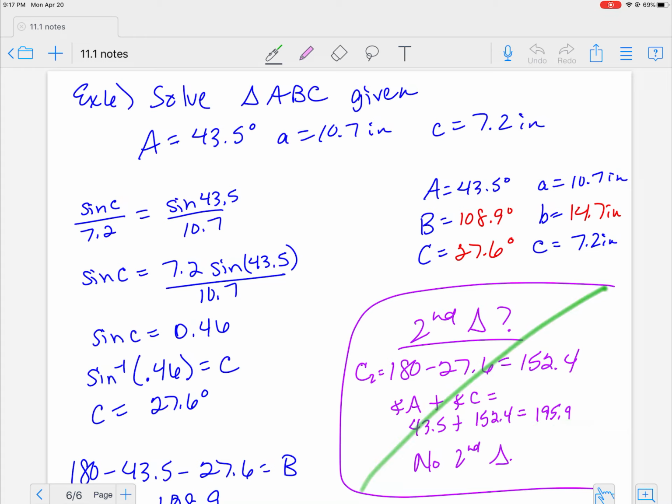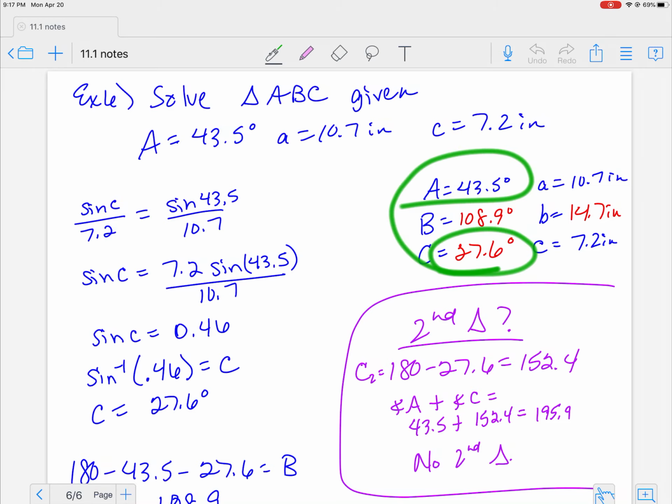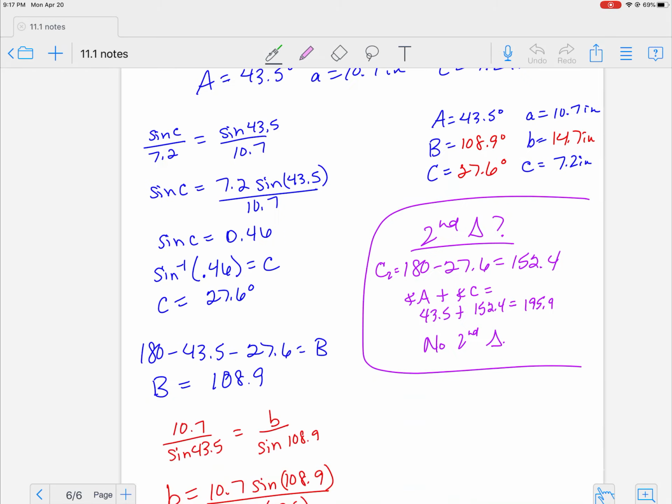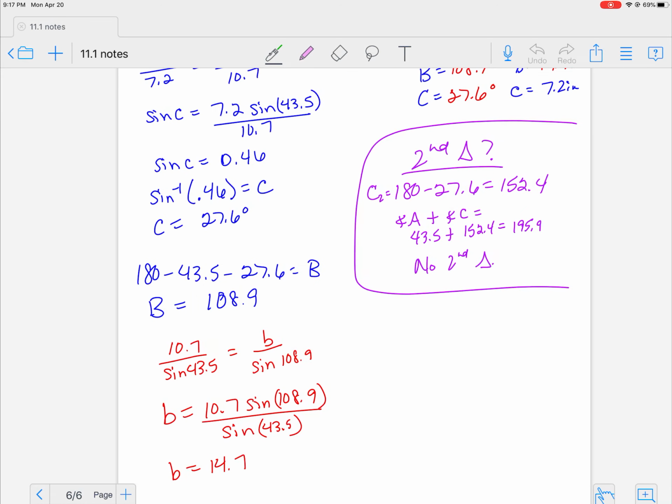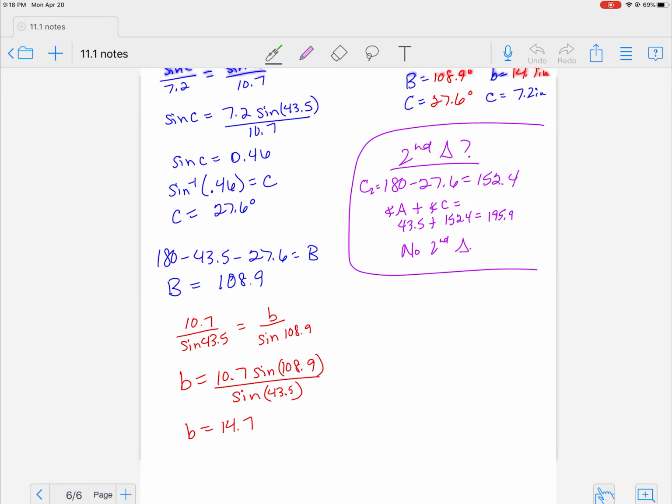So, okay, then I have a lot less work I have to do. As soon as you know 2 angles, it's easy to find the third. Get that third angle. Use that with your given ratio. Use that given ratio, and I'm trying to find a side here. Cross multiply. Divide by that sine of 43.5 because it's with my b. And then I get 14.7.